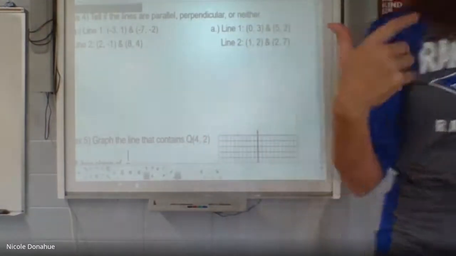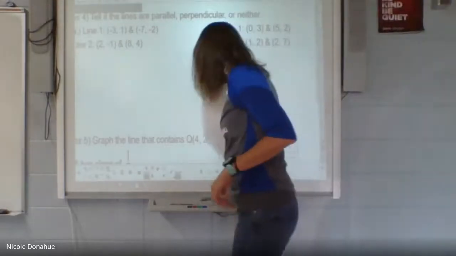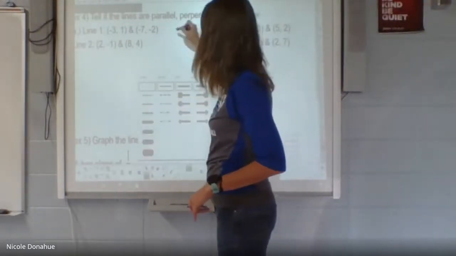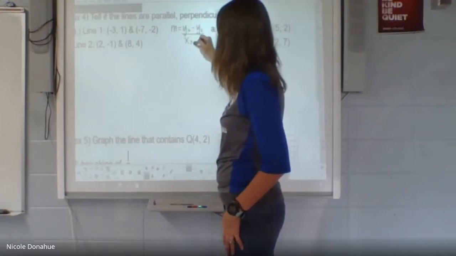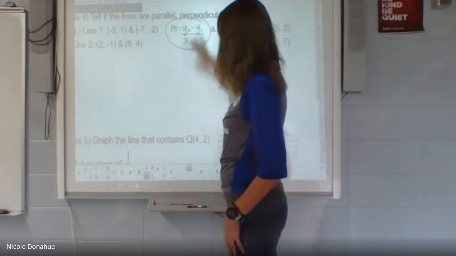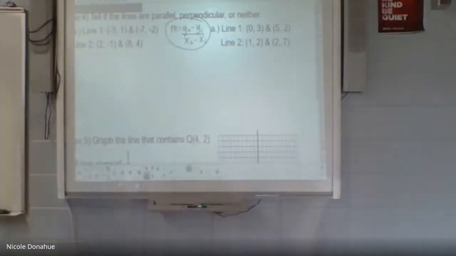So take a minute to find the slope. You're going to use the slope formula. Don't forget about that. We're using this formula, so you guys can find the slopes of line 1 and line 2. So an example for letter A to start with. Find each of those slopes. We'll talk about them.